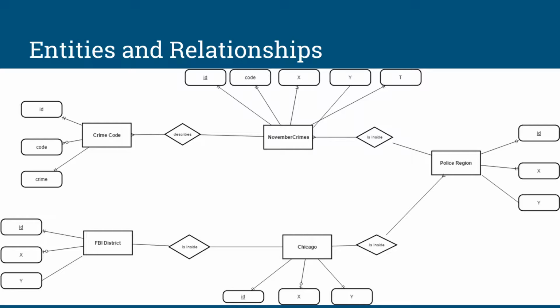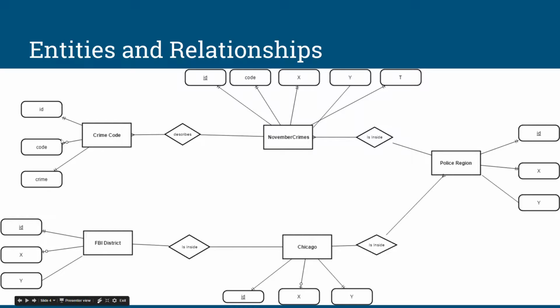You'll see November crimes is the table in which we have the X and Y values of each of the crimes and what time they took place during the day. That's the hour, as well as their specific identifiers and the crime codes. Then there's also the city of Chicago, which is our image, and the police regions, which are split up by Voronoi diagrams. Those, again, are XY constraints. And then the FBI district, which is another region that we created using constraints.